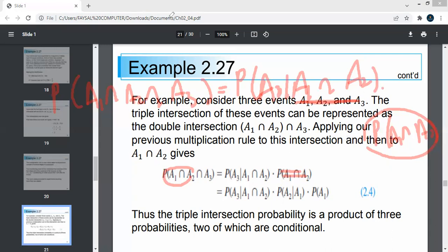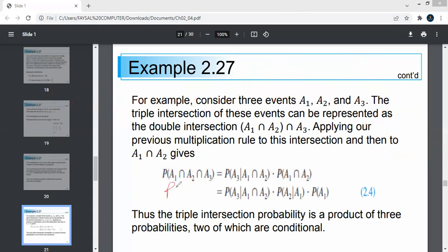So again, the probability formula for the combined event: the probability of A1 intersection A2 intersection A3 equals the probability of A3 given A1 intersection A2, times the probability of A2 given A1, times the probability of A1, respectively. So the triple intersection probability is the product of three probabilities, two of which are conditionals.